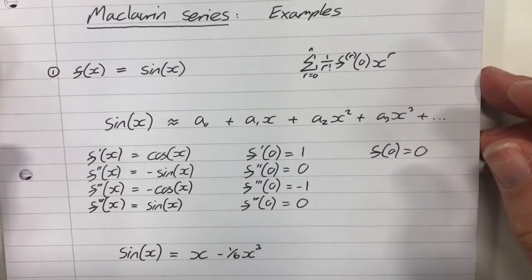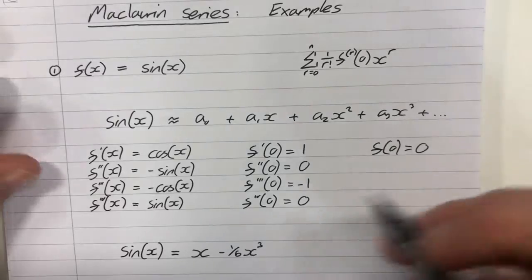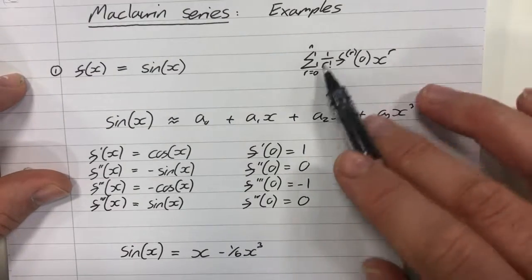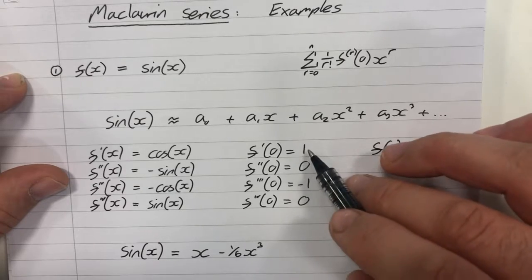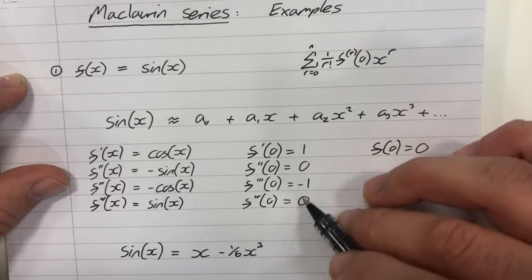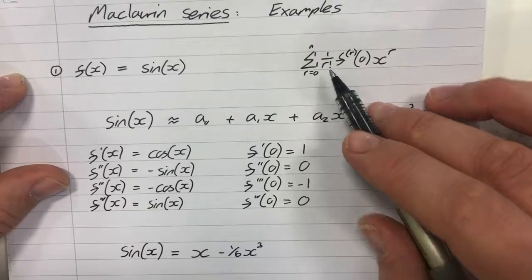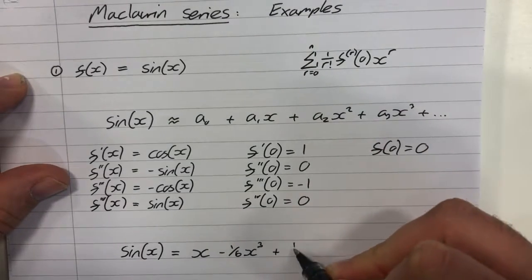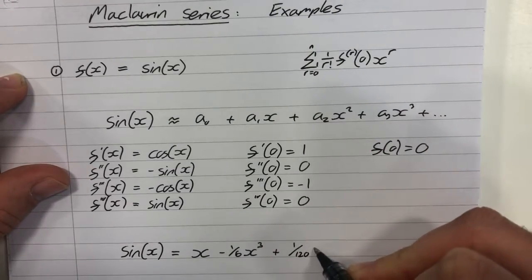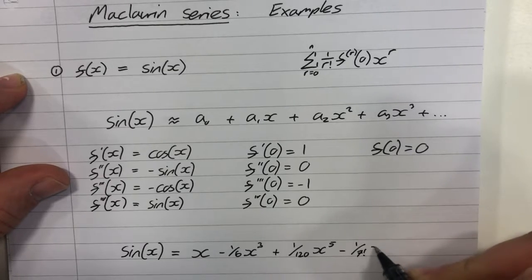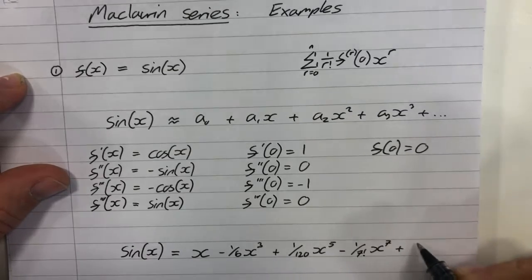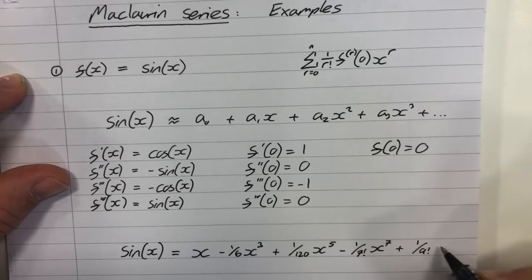The fourth derivative is 0, so therefore again this term will be 0. The fifth derivative will be positive 1 again, because it's going to cycle through these 4 numbers. So it's going to be positive 1, divided by 5 factorial, which is 120. So it's 1 over 120, x to the 5. And it'll be minus 1 over 7 factorial, x to the 7, plus 1 over 9 factorial, x to the 9. And I can continue.